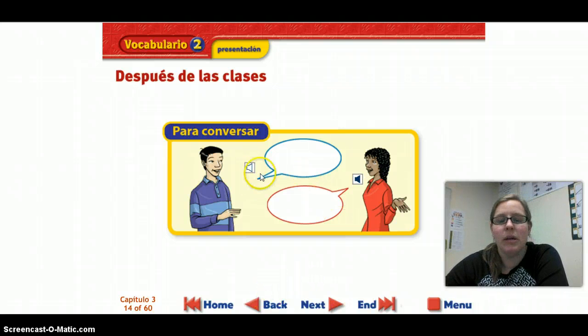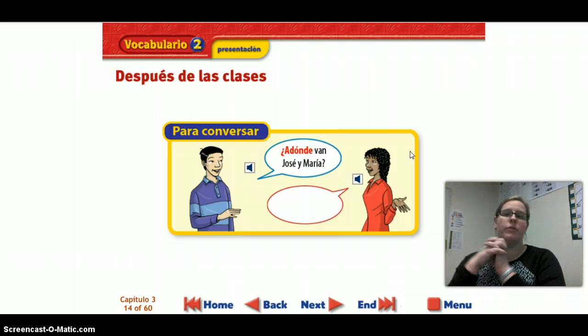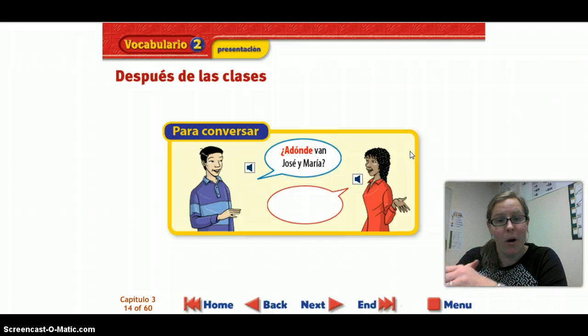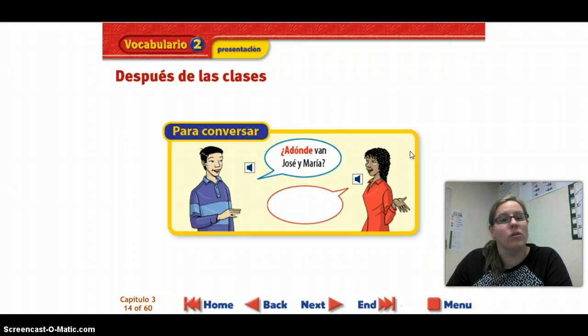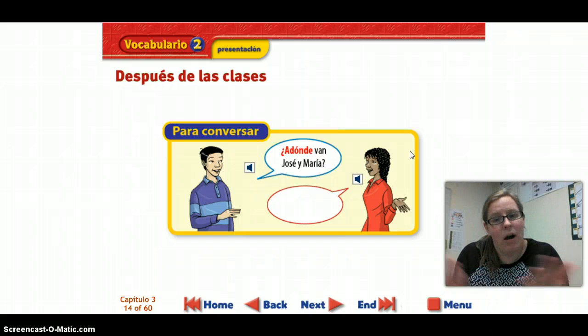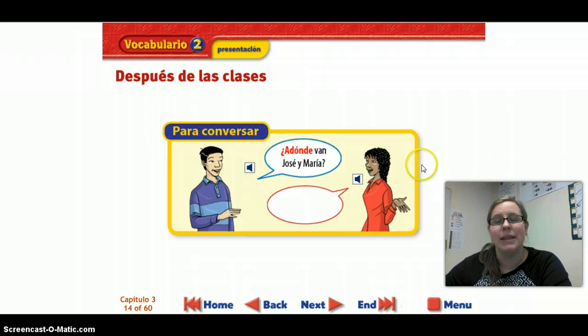So some things that are important to know is how to ask where somebody's going. So one of our verbs is ir this quarter or this unit, and we need to know how to say where are you going or where are they going. So just like when we learned from where are you, now we're going to learn to where do you go. So that directionality is really important in Spanish. So ¿a dónde van José y María? To where go José and María? Or as we would say it, where are José and María going? Sounds goofy to us, and that's okay. We just have to accept it.